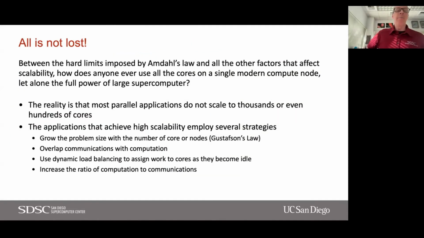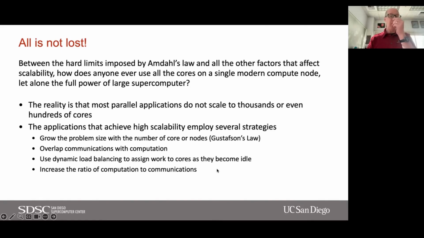So at this point, you might be thinking, how does anybody do parallel computing? We're limited by Amdahl's law, and then we have all of these other factors, related to problem size and communications overhead and load balancing. How does anybody ever use all the cores on a single modern compute node, let alone the full power of a large supercomputer?